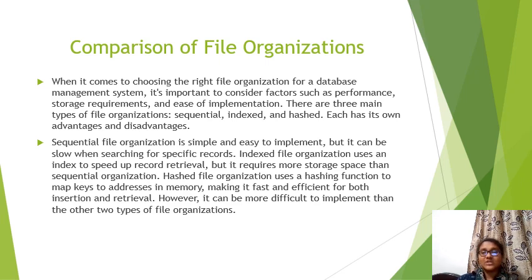Sequential file organization is simple and easy to implement, but it can be slow when searching for specific records. Indexed file organization uses an index to speed up record retrieval, but it requires more storage space than sequential file organization. Hashed file organization uses a hashing function to map keys to addresses in memory, making it fast and efficient for both insertion and retrieval. However, it can be more difficult to implement than the other two types of file organization.